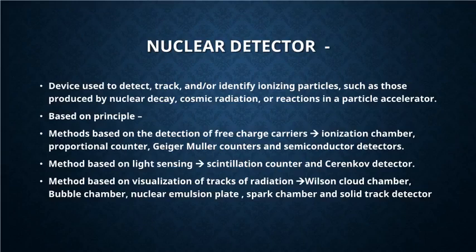Ionization chambers, proportional counters, Geiger-Müller counters and semiconductor detectors are based on detection of free charge carriers, whereas scintillation counters and Cherenkov detectors are based on methods of light sensing. We also have the Wilson cloud chamber, bubble chamber, nuclear emulsion plate, spark chamber and solid track detector, whose working principle is based on visualization of tracks of radiation. It might sound hard to understand. Don't worry, we will see each of them in detail.